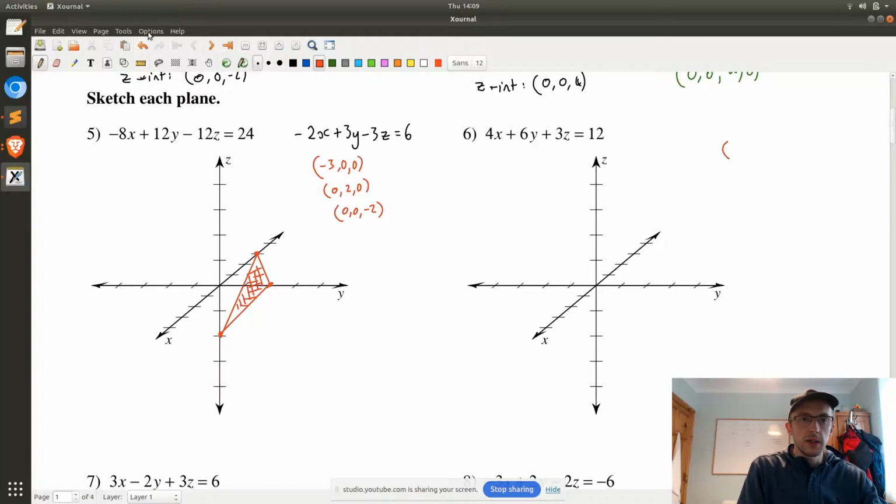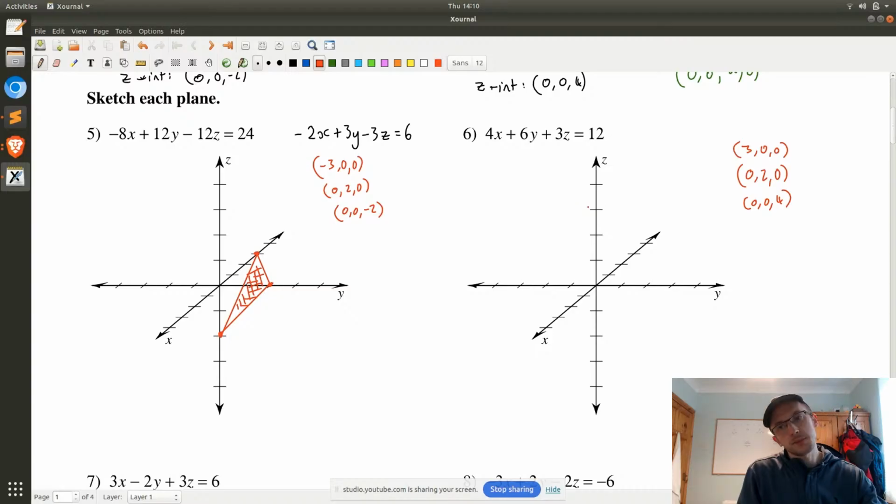Okay, so divide everything by 2. So 2x plus 3. No, wrong. 0 for the other two. So 4x equals 12. So x equals 3. So 3, 0, 0 for the x-intercept. For the y-intercept, 6y equals 12. So y equals 2. So 0, 2, 0. For the z-intercept, 3z equals 12. So 0, 0, 4.